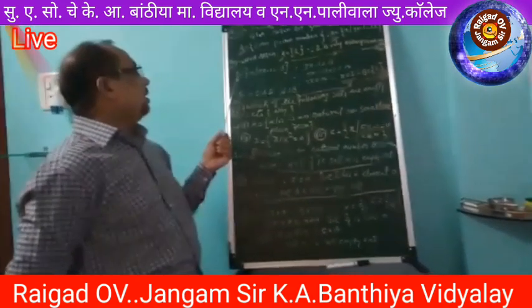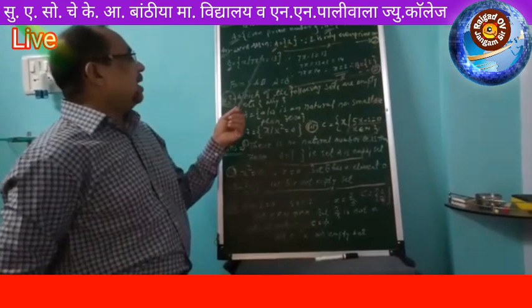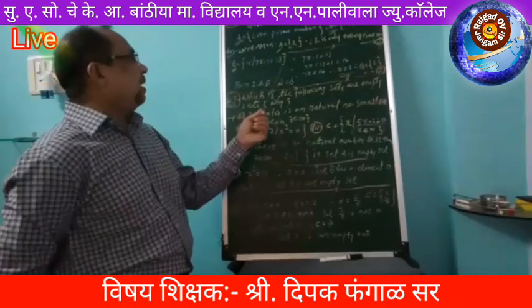B is the set of x such that 7x minus 1 equals 13. Here also we find out the value from the equation.